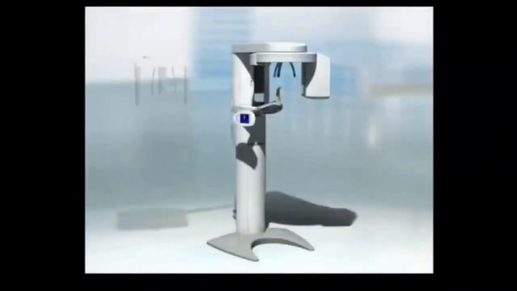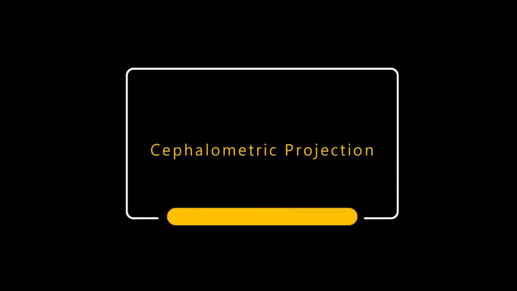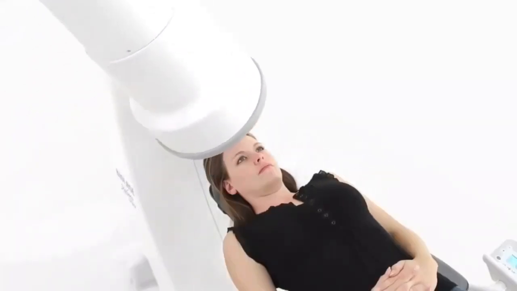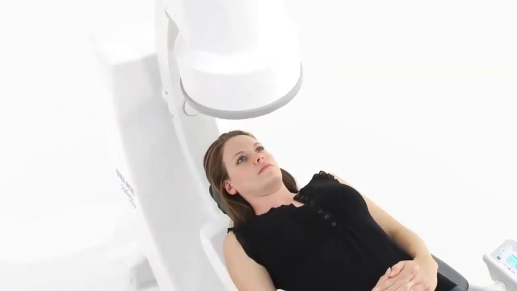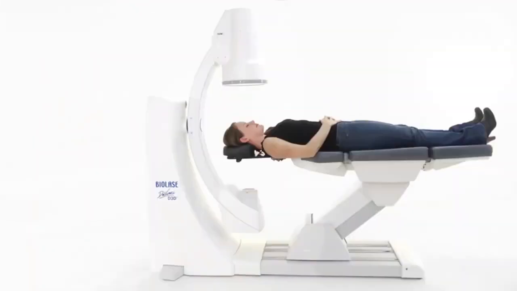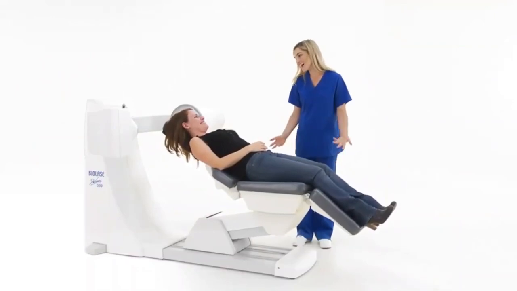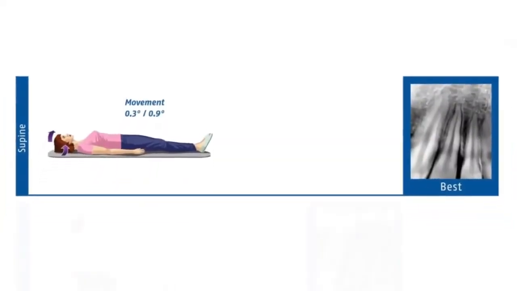The fifth X-ray technique, cephalometric projection. A cephalometric projection is an X-ray of one side of the entire head. This is commonly used by orthodontists so they can see how the teeth and jawbones fit to better create a treatment plan that involves the entire mouth. Your dentist may also suggest this type of X-ray to diagnose any throat complications such as lumps or cancer.